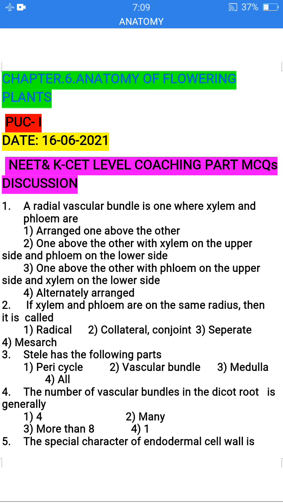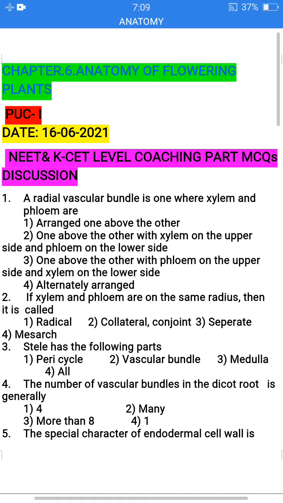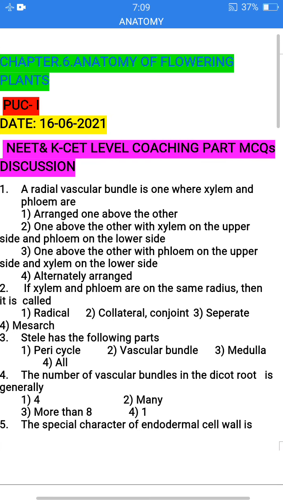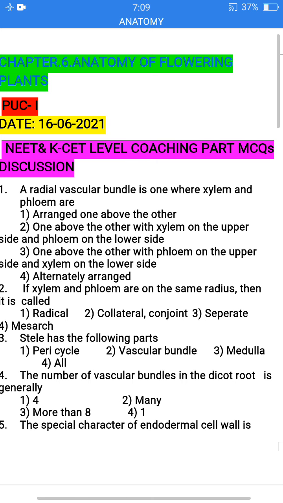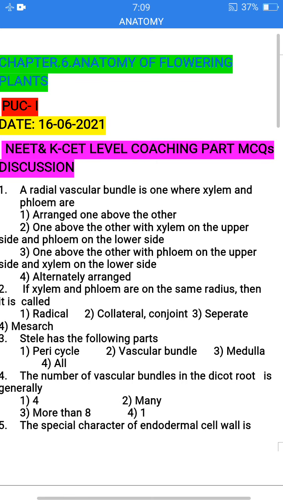Then second question: if xylem and phloem are on the same radius, then it is called option 1, radial vascular bundle, second one, collateral and conjoint, third one, separate vascular bundles, and fourth one, mosaic. Then let us see the correct answer. The correct answer for this question is option 2, collateral conjoint vascular bundles.